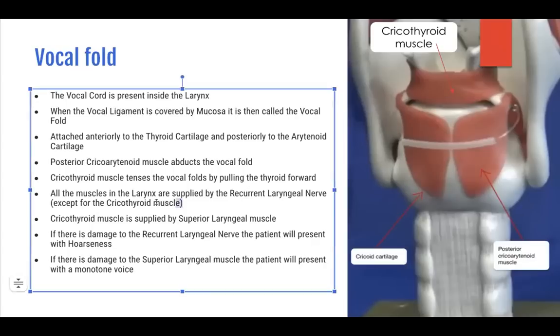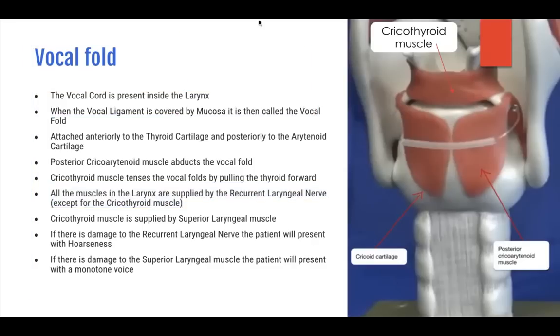So this is very significant: all the muscles in the larynx are supplied by one nerve, the recurrent laryngeal nerve, except the cricothyroid muscle. So I have a question for you guys. What can happen if you have damage to the recurrent laryngeal nerve on one side? Hoarseness of the voice. And if you were to have injury on both sides, what would happen? You'd have paralysis. Yes.